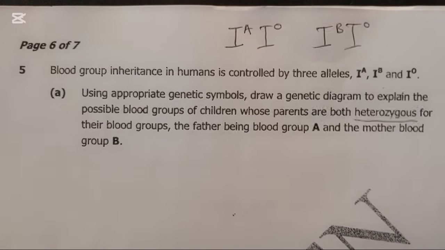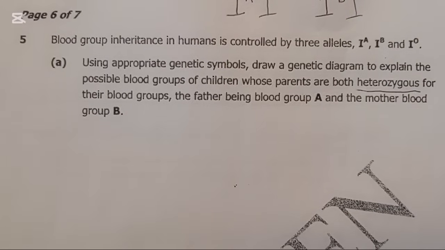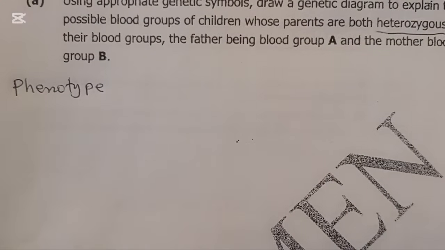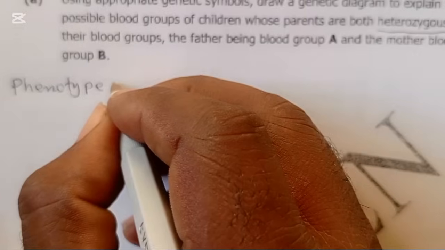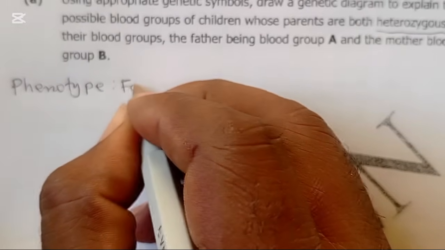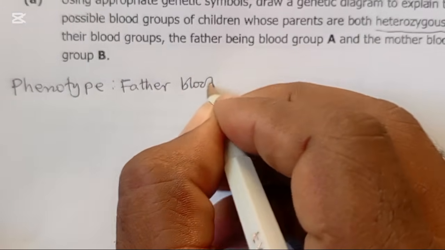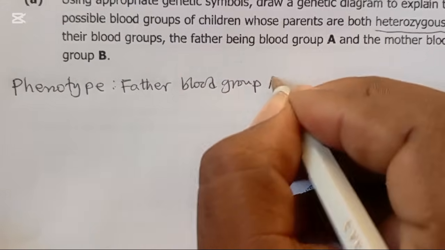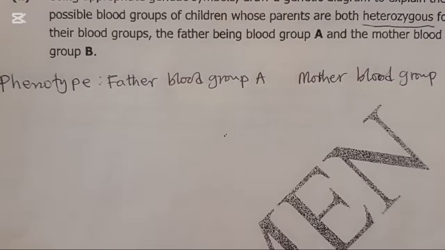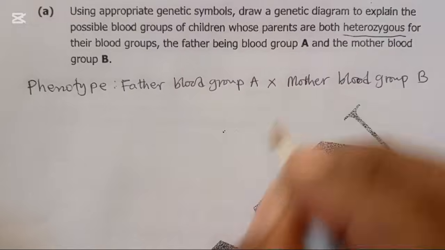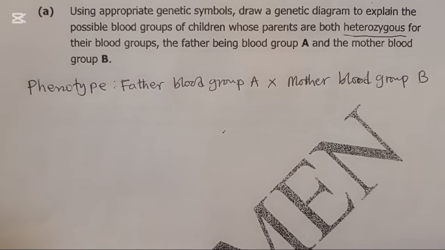Now, how do we make the genetic diagram? You start with the phenotype, which is the outward expression. For phenotype, we have the father who is blood group A. Then we have the mother. So that is our phenotype: father of blood group A, mother of blood group B.